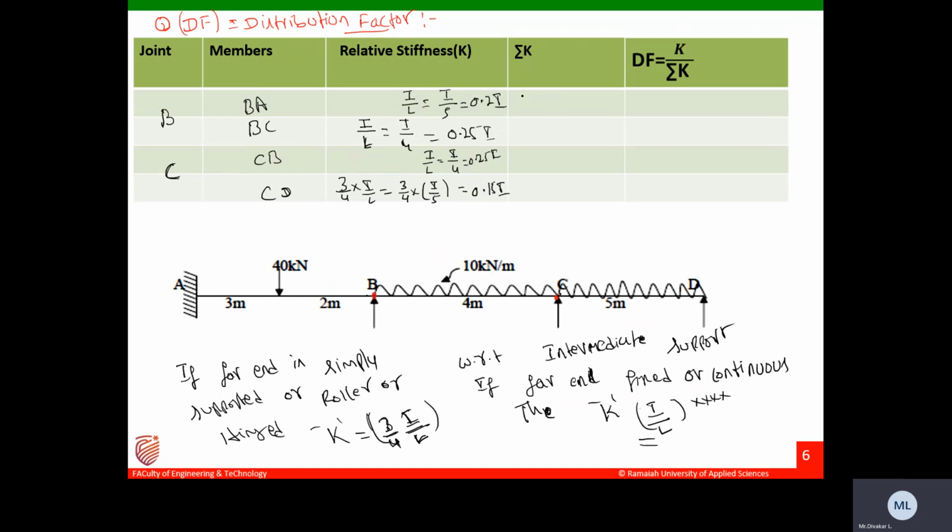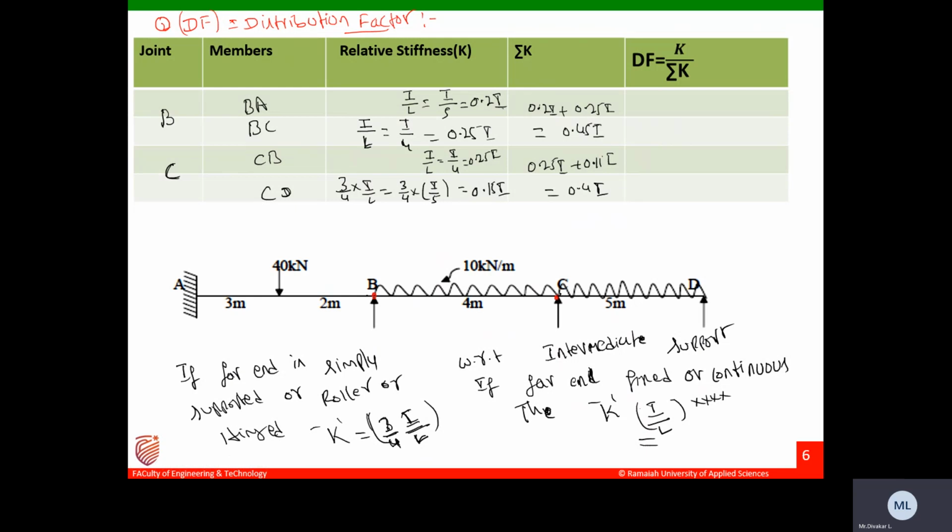Now the next column is given as summation of K. Summation of K means we need to add up at the intermediate joints the summation of all intermediate supports. It will be 0.2 I plus 0.25 I. This will be at the point B, which is 0.45 I. Then at C, this will be 0.25 I plus 0.15 I, which is 0.4 I.